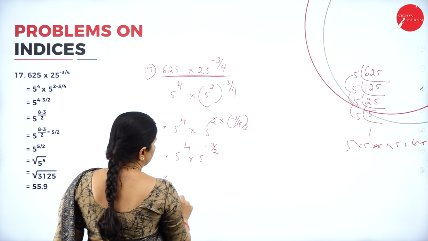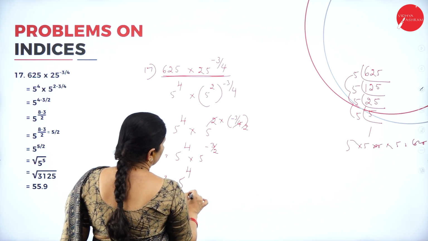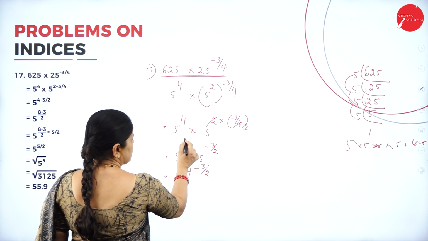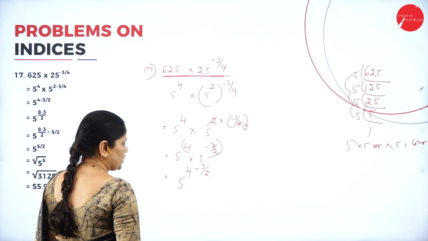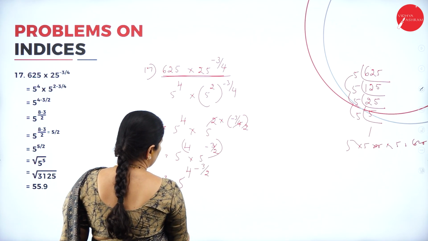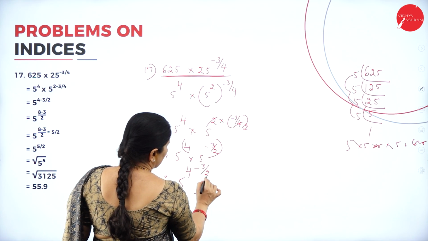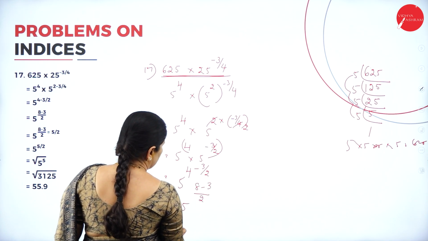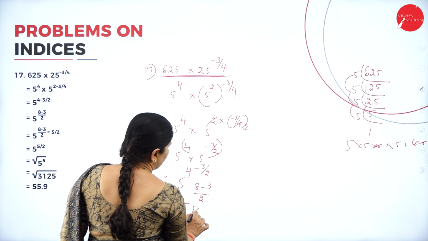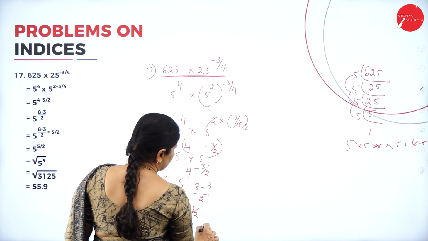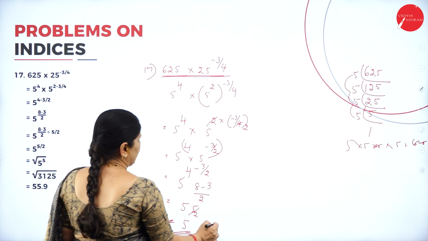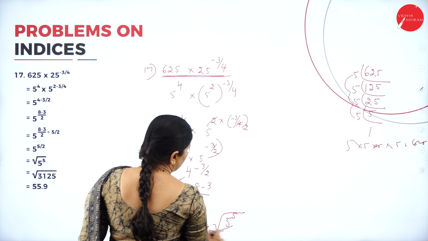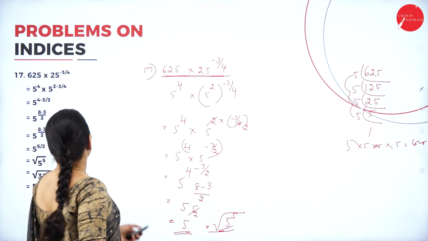Now, I will simplify here. 5 to the power of 4 minus 3 by 2. When the bases are same, the powers can be added or subtracted. So, what will be the answer? I will take the common LCM as 2. 4 twos are 8, 8 minus 3. So, this will be equal to 5 to the power of 5 by 2. Or if you write it as a square root, it will be square root of 5 to the power of 5. So, this is the answer.